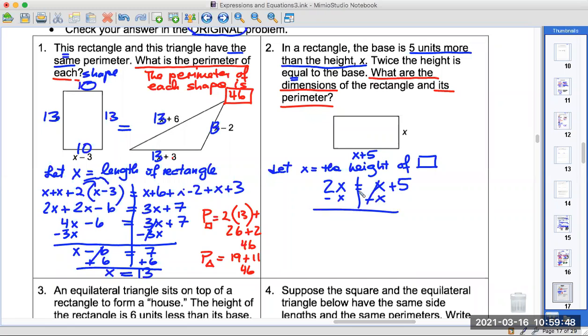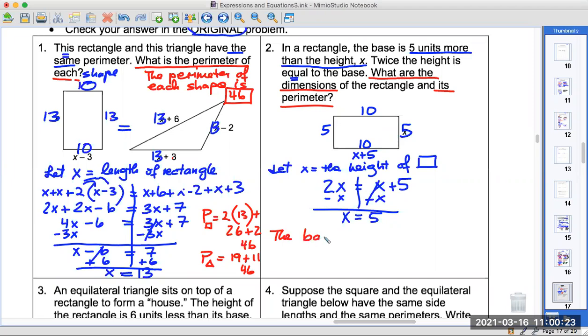You have 2x minus 1x is simply x is 5. Very quick equation. Now we know that the height is 5 and the base is x plus 5. Well, x is 5. What's 5 plus 5? It's 10, correct? So 10, 5, 10, 5. So now we can find the perimeter and we know the base and the height. So here's our answer.